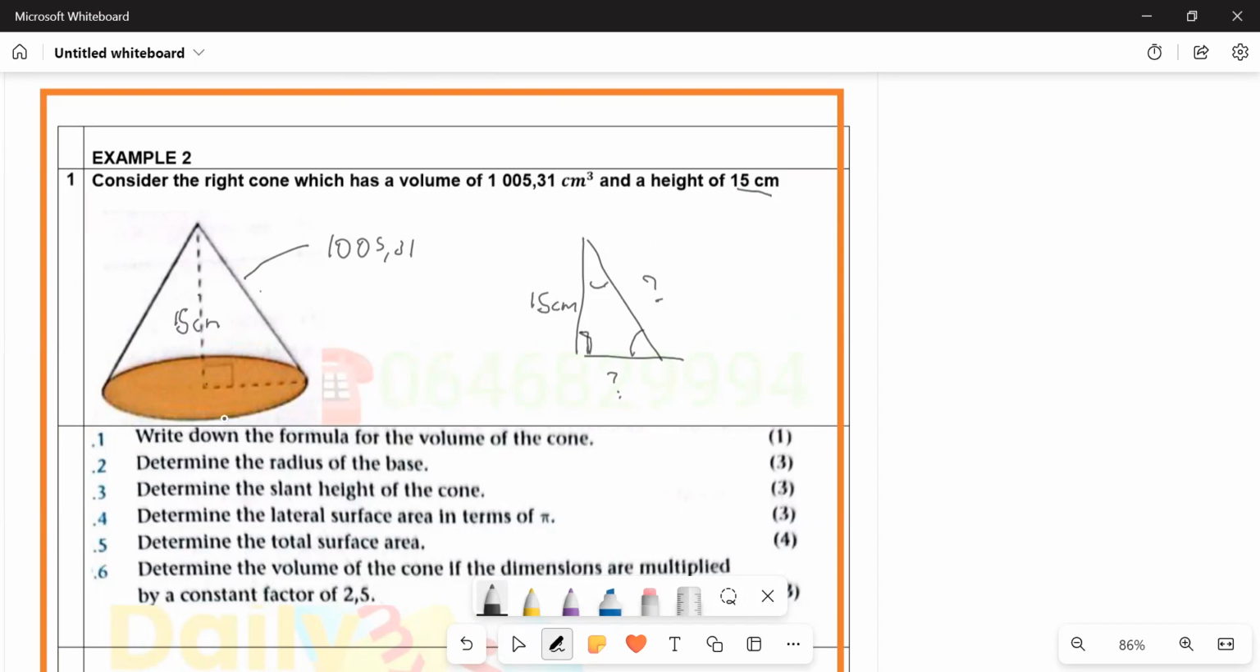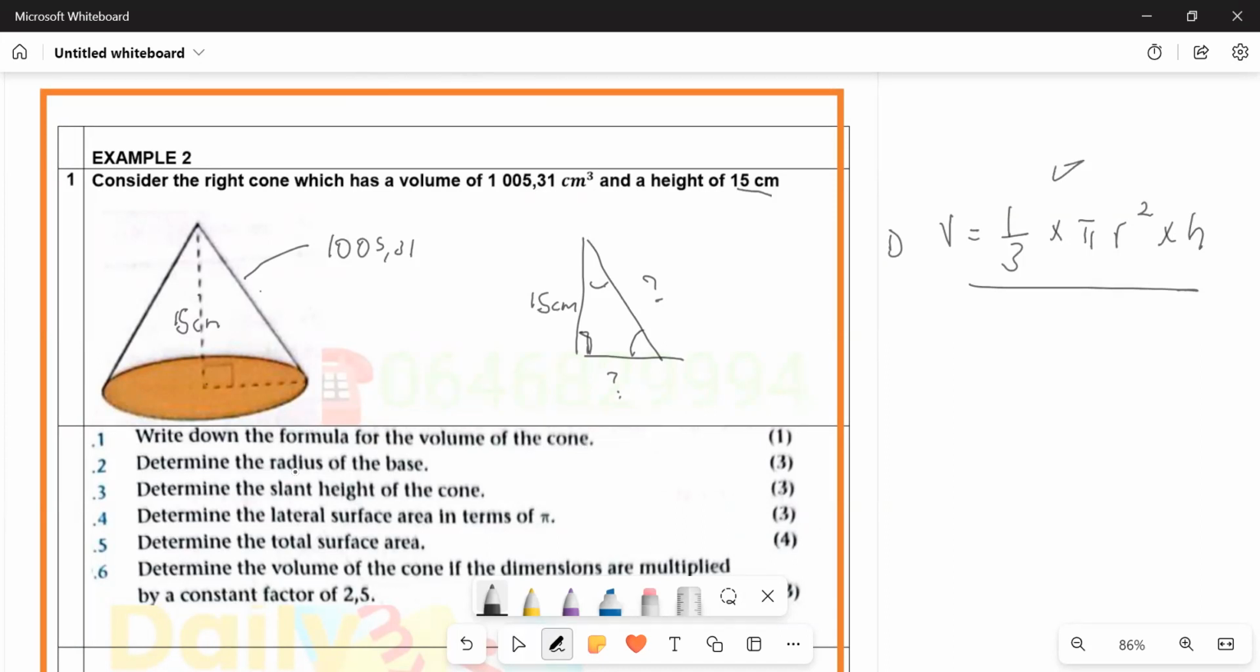So first things first, they say we should write down the formula for the volume of a cone. What is the volume of a cone? Number one. So volume is going to be given by 1/3 multiplied by pi, multiplied by r squared, multiplied by h. And for knowing the formula of a cone, they will give us 1 mark.